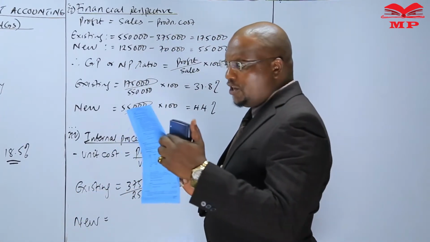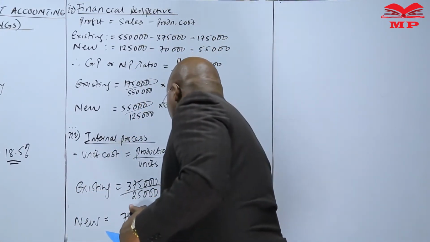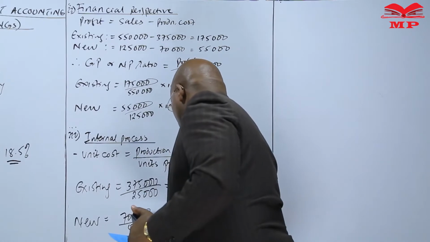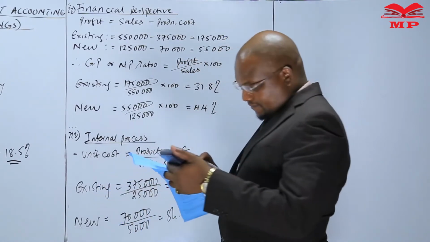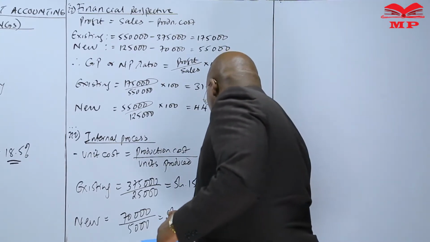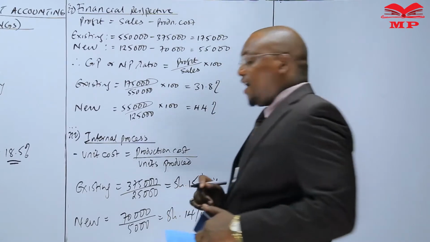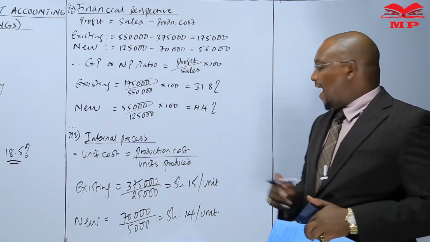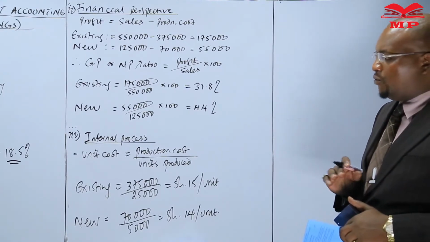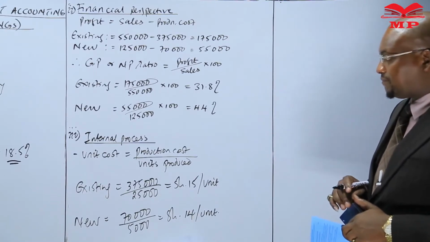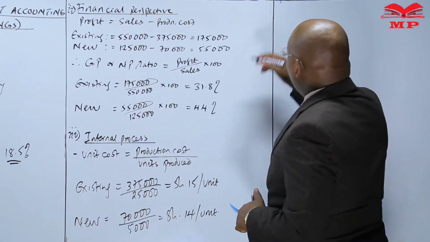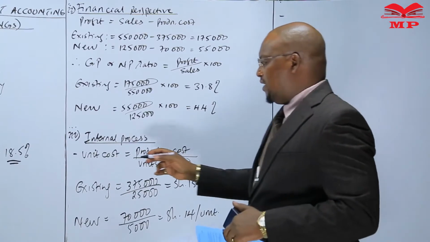The production cost of the new is actually 70,000. The units produced of the new is 5,000. So this is going to give us 70 divided by 5. This is shillings 14. So we can say by now that the new product has a lower cost per unit and even a higher margin. So that is a good thing. So for the financial and the internal, we are doing good because the new has some better results.